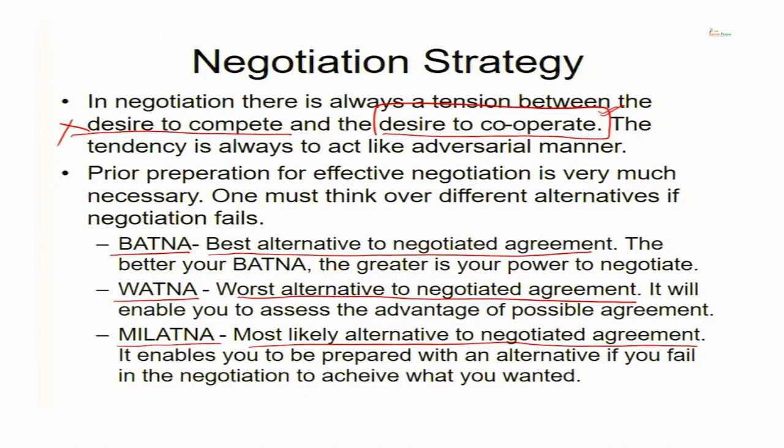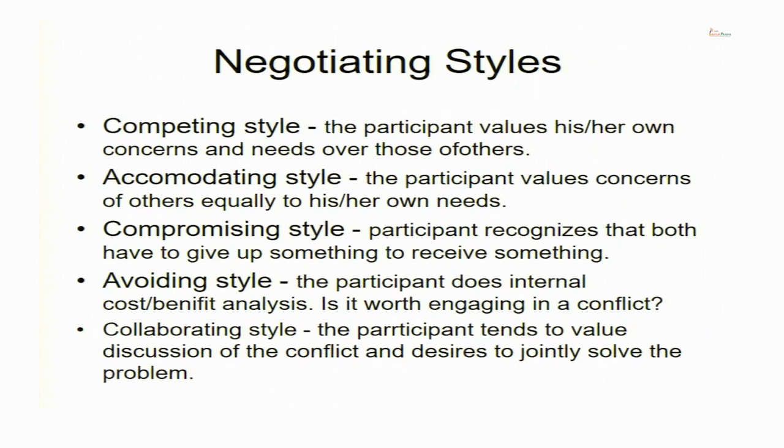Because if you know your best alternative, your power to negotiate increases. I know that even if it fails, I have a very good alternative. Then you are powerful in bargaining, in negotiating. Worst alternative enables you to assess the advantage of settlement. If it fails, I'll be in this worst situation. And most likely alternative to negotiated agreement enables you to be prepared with an alternative if you fail in the negotiation to achieve what you wanted. So these are the three important things which you must know before you go and participate in negotiation.